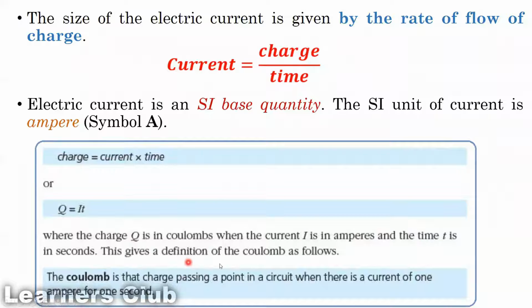This gives the definition of the coulomb as follows. The coulomb is that charge passing a point in a circuit when there is a current of 1 ampere for 1 second. So this is the definition of the unit coulomb. So if I have to define coulomb, I have to say 1 coulomb means it requires 1 ampere of current passing for a time of 1 second.